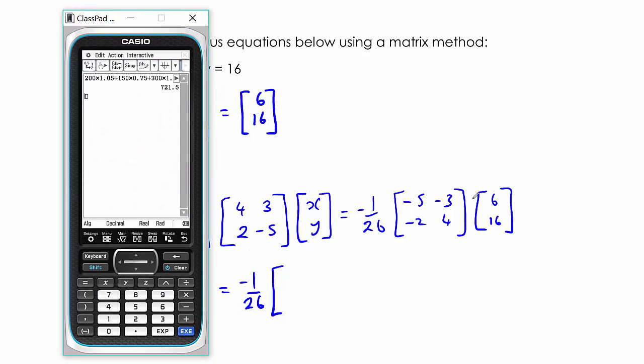So if we use the top row, we've got negative 5 times 6. So negative, use the wrong negative. I do that a lot. So negative 5 times 6, take away 3 times 16. That gives me negative 78. And then here I've got negative 2 times 6, add 4 times 16, and that gives me 52.